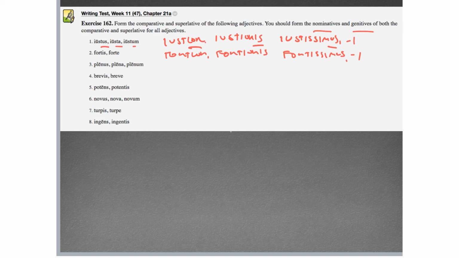No real new endings to learn because the endings are the same, but learn those forms, learn those signals of what makes a comparative and superlative and how to translate them.